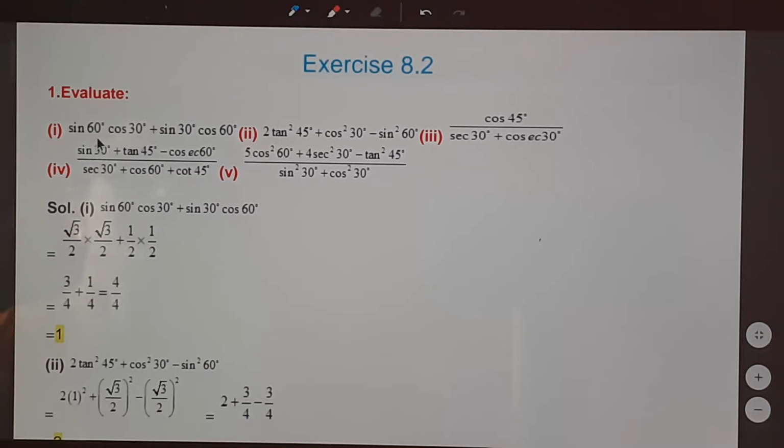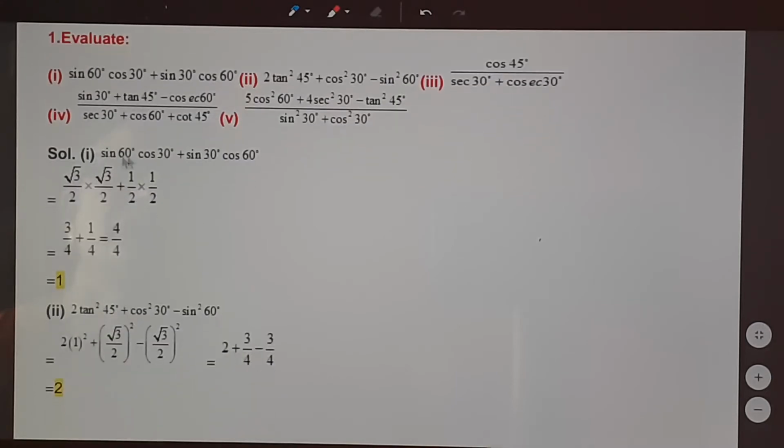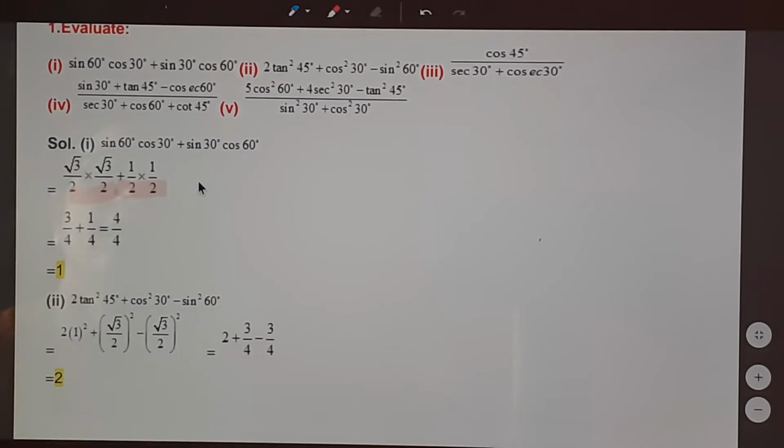First one is evaluate. Evaluate means we have to find the value. You can see the first one is sin 60 cos 30 plus sin 30 cos 60. So in this we have to only substitute the values. We know sin 60 is root 3 by 2, and cos 30 is root 3 by 2, and sin 30 is half and cos 60 is half. So we have to only substitute the values in the given question and solve.